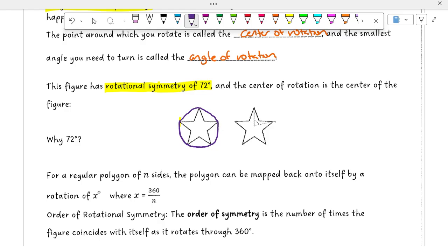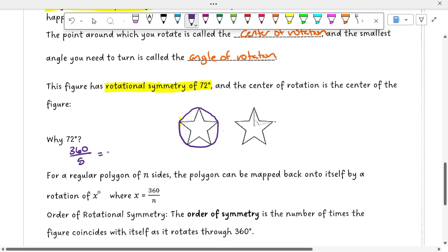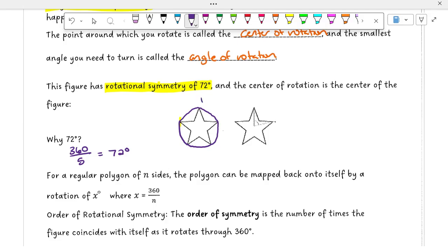Because 72 times 5 equals 360. So if we do 72 times 5, it's 360. Or if we do 360 divided by 5, we get 72 degrees. It's because there are 5 spots where it can rotate upon itself. So that's how we know it's 72 degrees.